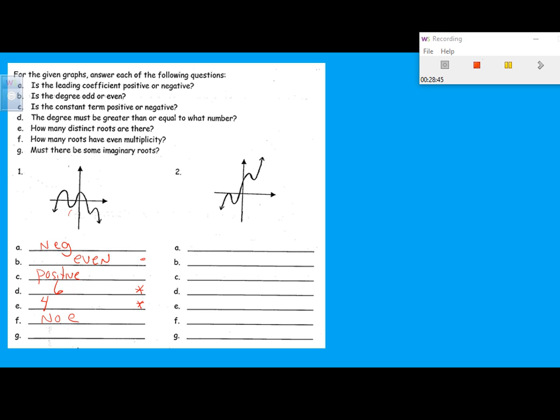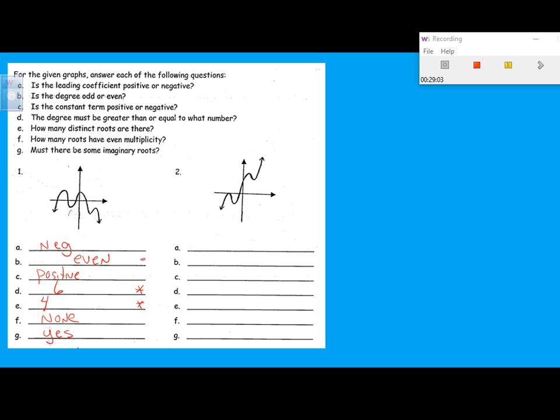Now, this one's a little trick one. Must there be some imaginary roots? This is an even polynomial. That's key here. It's supposed to have 6 roots, and I only know where 4 of them are. So yes, there must be some imaginary roots in this because it's even. Odds are different, and I'll show you that on my number 2.